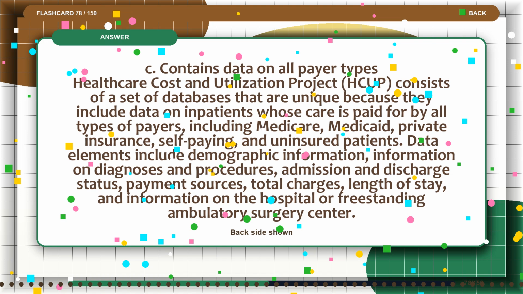The answer is C. Contains data on all payer types. The Healthcare Cost and Utilization Project, HCUP, consists of a set of databases that are unique because they include data on inpatients whose care is paid for by all types of payers, including Medicare, Medicaid, private insurance, self-paying, and uninsured patients. Data elements include demographic information, information on diagnoses and procedures, admission and discharge status, payment sources, total charges, length of stay, and information on the hospital or freestanding ambulatory surgery center.